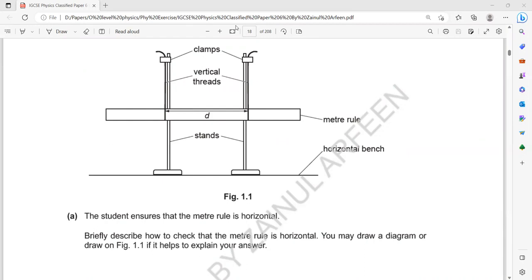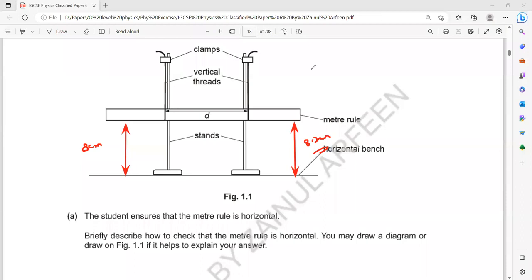Whenever a question asks how to identify whether a rule or scale is horizontal, we measure the distance from both ends. For example, if one end is 8 centimeter and the other is 8.2 centimeter, it is not horizontal, because the height from the bench on one side is more than the other side. It should be the same height from both sides, then it is horizontal.